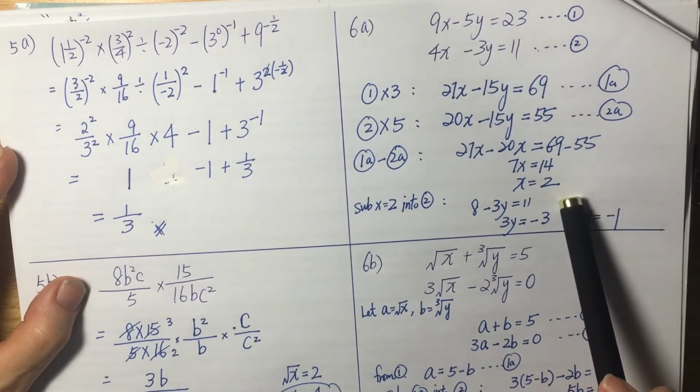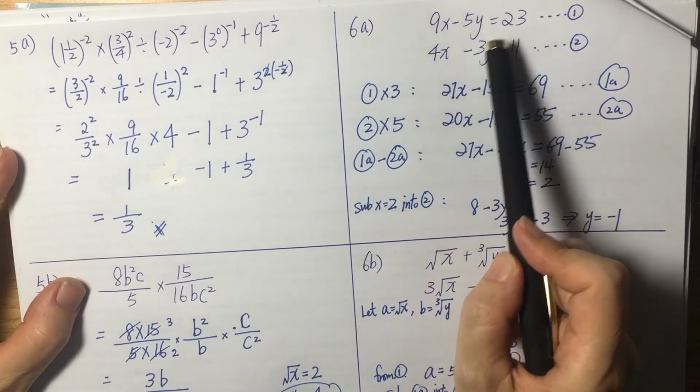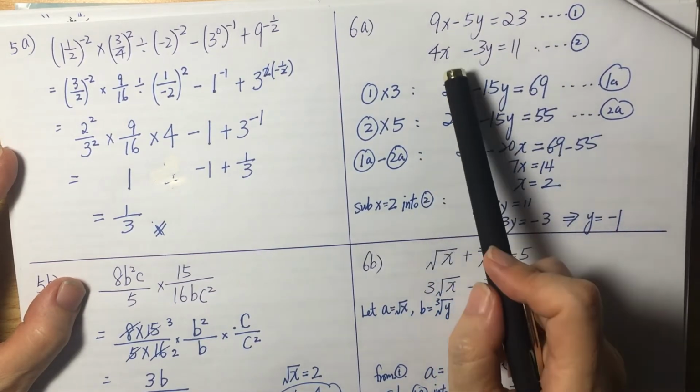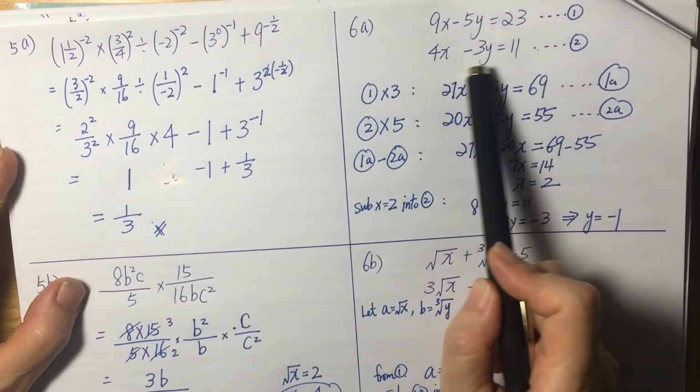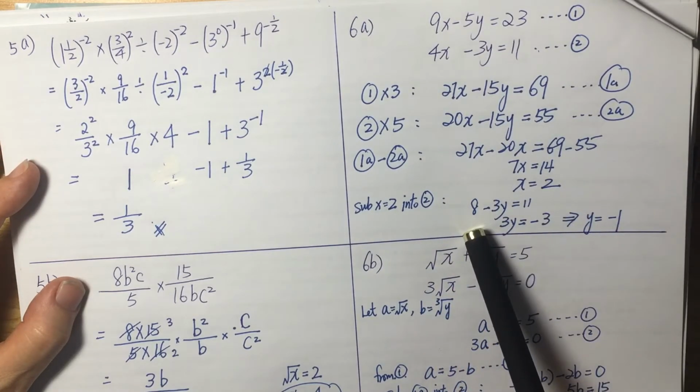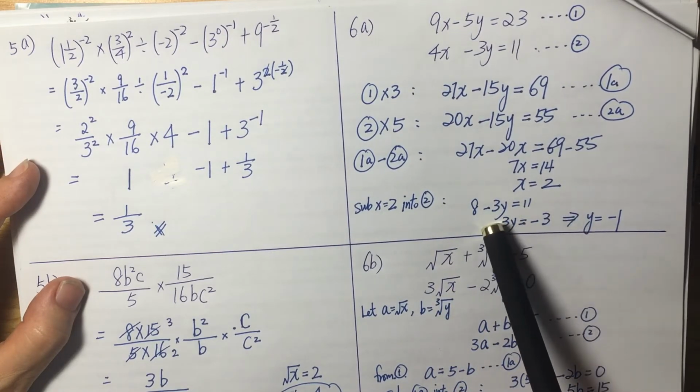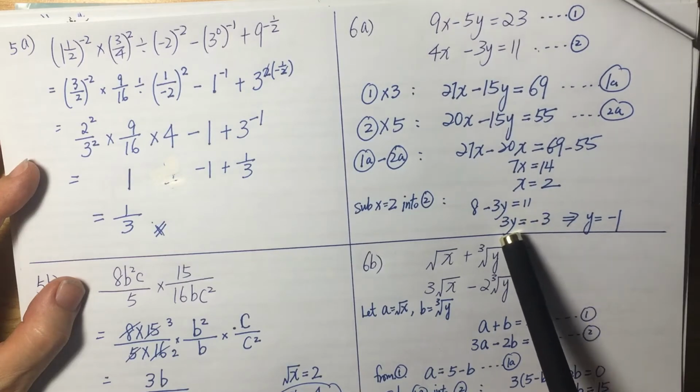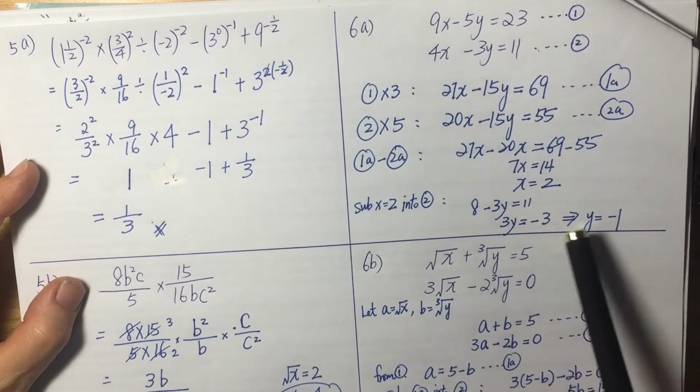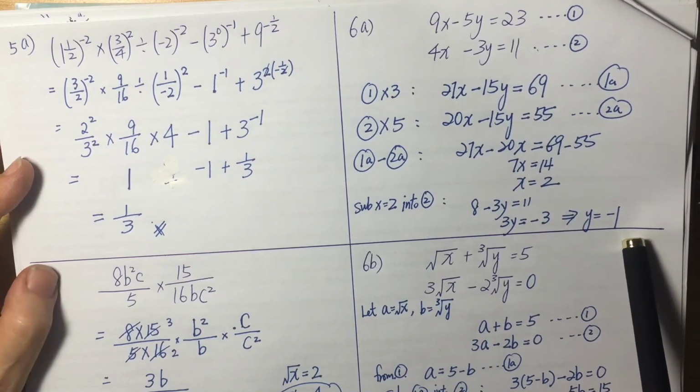So once we have the value of x, you can choose to substitute into 1 or into 2, but I feel that into 2 is easier because the numbers are smaller. So I have 4 times 2 minus 3y equals to 11. So 3y is equals to negative 3, and so y is equals to negative 1.